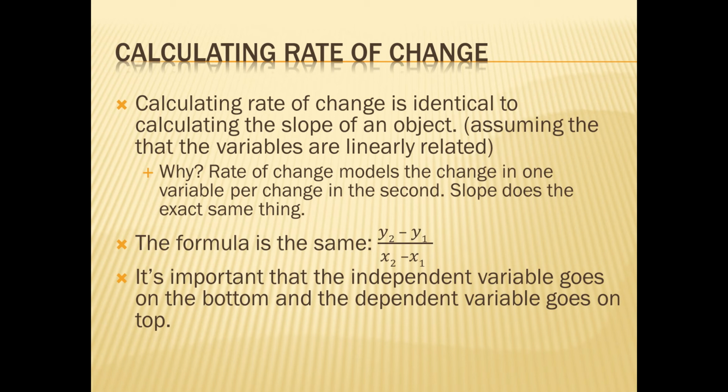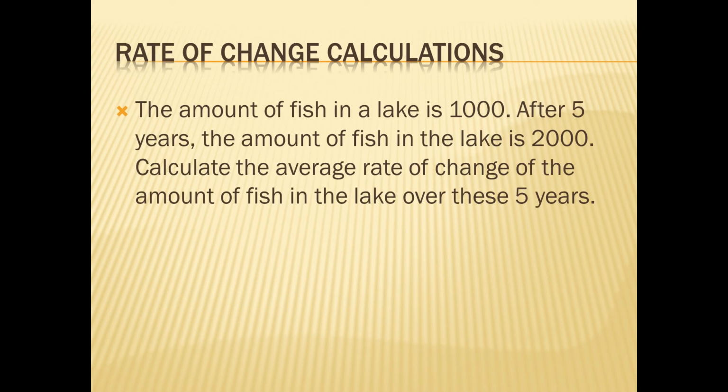So how do we calculate rate of change? Calculating rate of change is identical to calculating the slope, assuming that the two variables are linearly related. Why? Rate of change models the change in one variable per change in the second. So slope does the exact same thing. The formula is the same: y2 minus y1 divided by x2 minus x1. And it's important that the independent variable goes on the bottom and the dependent variable goes on top. Let's calculate rate of change.